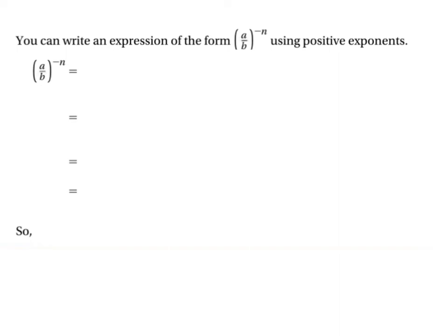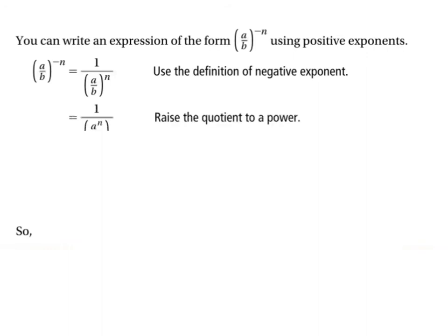Okay, first, we're going to go over this quick rule. If you have a quotient or a fractional base raised to a negative exponent, how do you rewrite that using positive exponents? Okay, well, check it out. This is true. That definition of a negative exponent takes that thing and puts it on the bottom. Okay? And you can then distribute that exponent to both parts. A to the n over b to the n, right? So 1 over a to the n over b to the n.